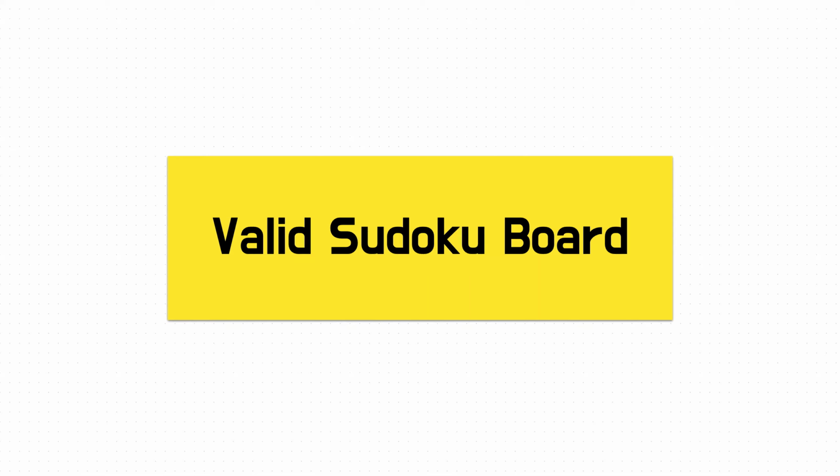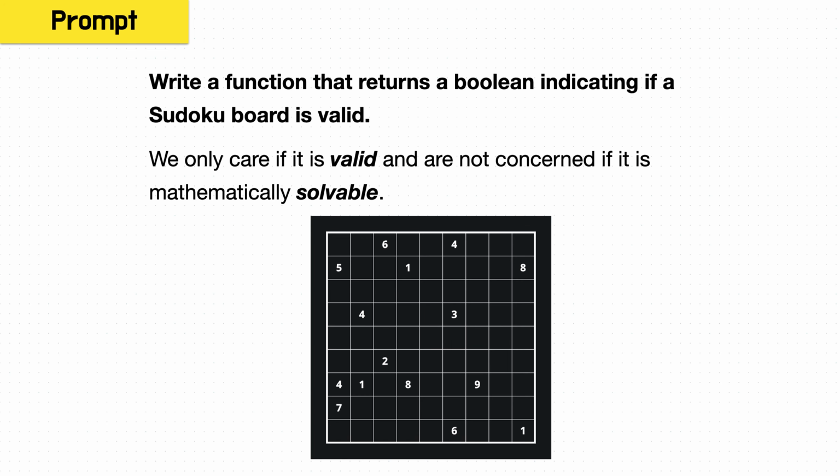Trey here, and in this lesson, we're going to solve valid Sudoku board. This prompt states to write a function that returns a boolean indicating if a Sudoku board is valid or not. And note that we only care if the board is valid. We are not concerned if it's mathematically solvable. So we'll look exactly at what valid means.